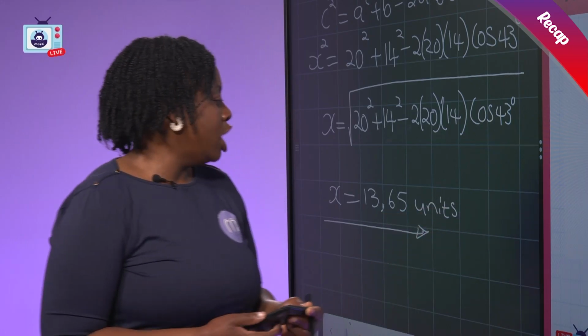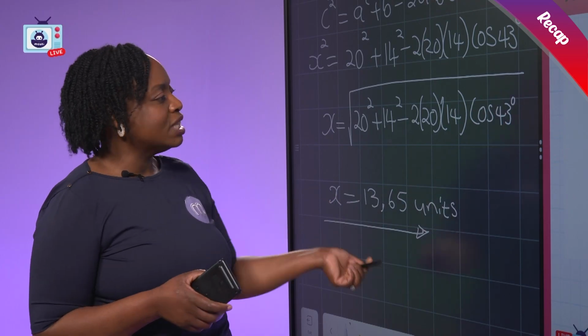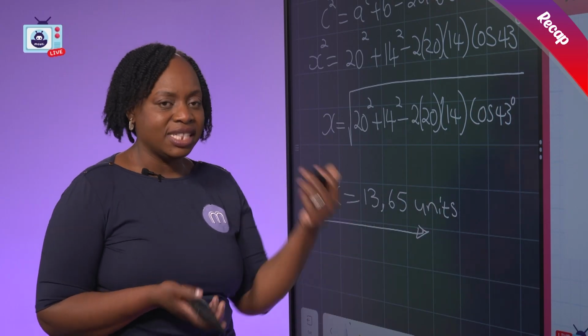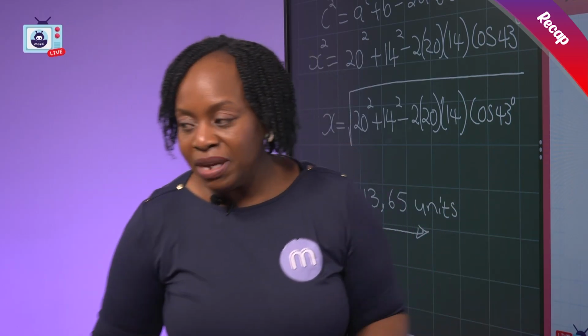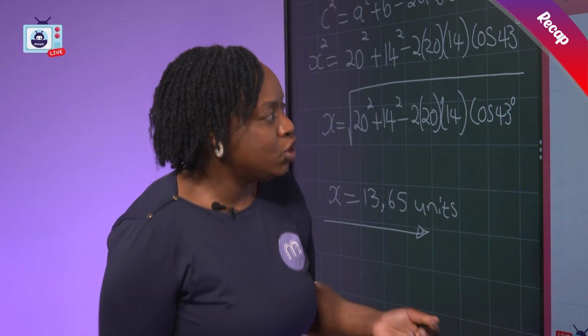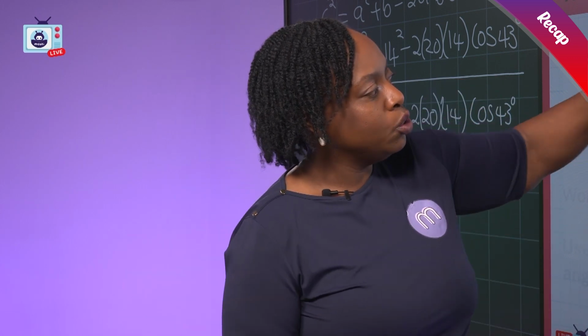So if they did not give you the units, you just say units. But if they give you the unit, then you say what is the unit. If they say centimeters, then you're going to have centimeters. If you have meters, you're going to use meters, just like that. So that's how you actually calculate your sides. So that's how you do that one.